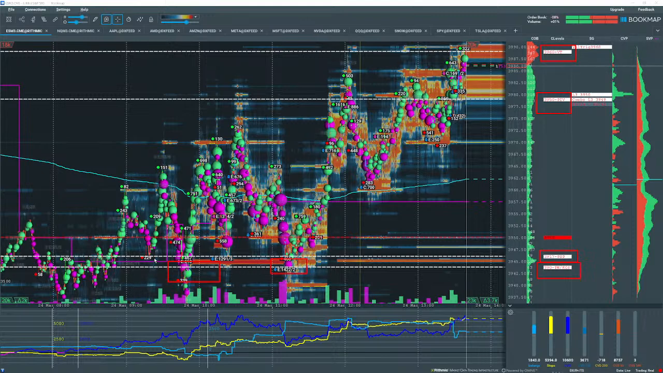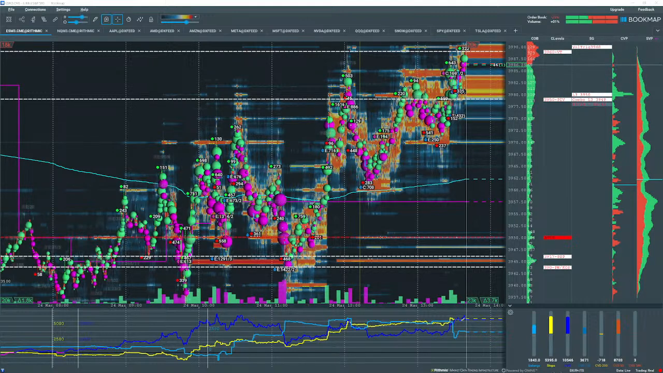After the RTH open. And then also in my cloud notes, I'm showing the big round numbers in ES, the zeros and the 50s. All right, so that's the levels that are in play for today.